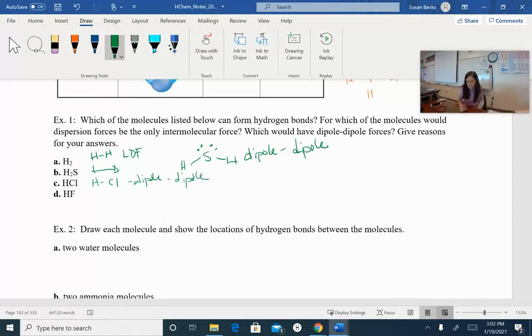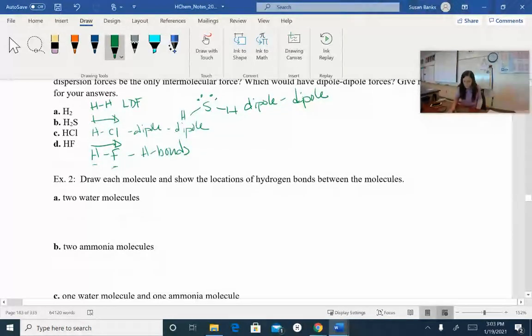Okay, and then last but not least, I've got hydrogen fluoride. Also, fluorine's way more electronegative, and I have hydrogen bound to a fluorine, right? Fluorine, oxygen, or nitrogen. So this will actually be able to create H bonds, or hydrogen bonds, which is really, really strong. Okay, how did you guys do?